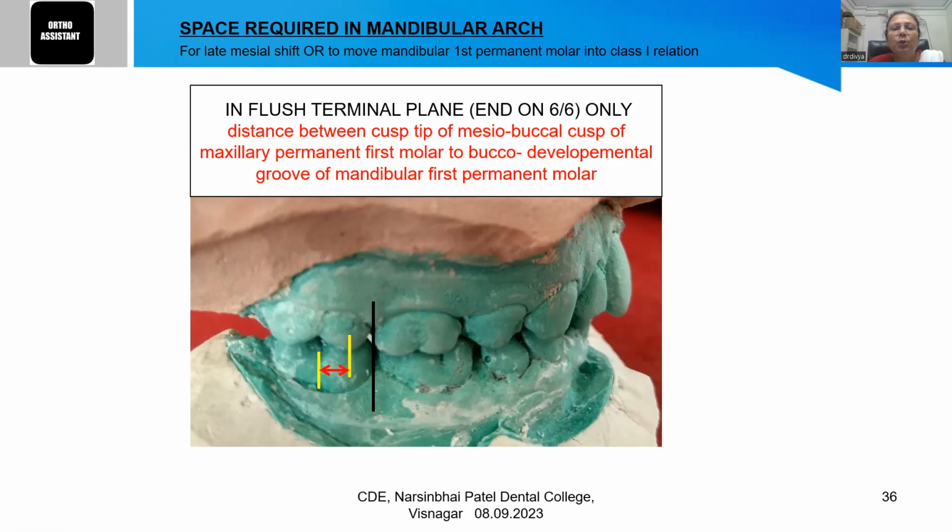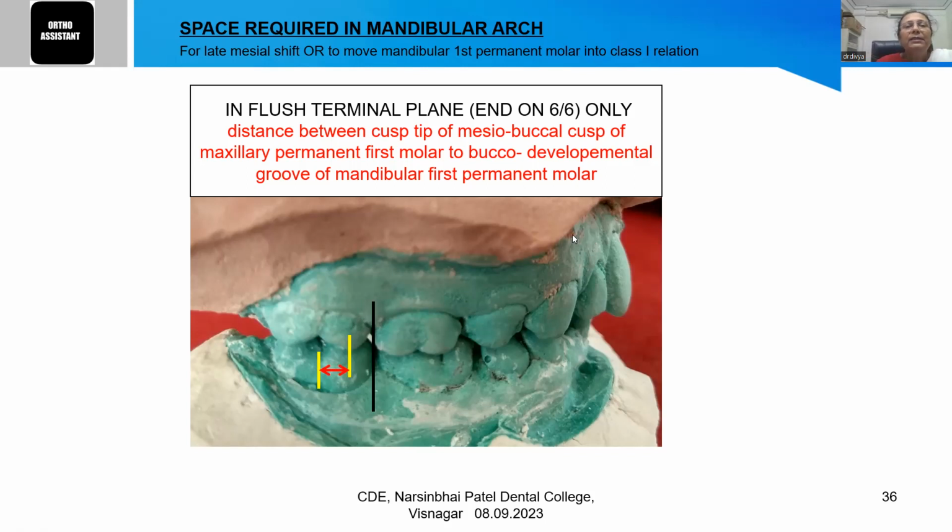So this is a two-edged sword. Closed primary arches are a two-edged sword. Okay. So almost always these have a flush terminal plane. And this calculation is given in my app that if you want to save the leeway space, you do not add this space. And if you want class 1 correction, you have to add this space. Okay. For the late mesial shift.